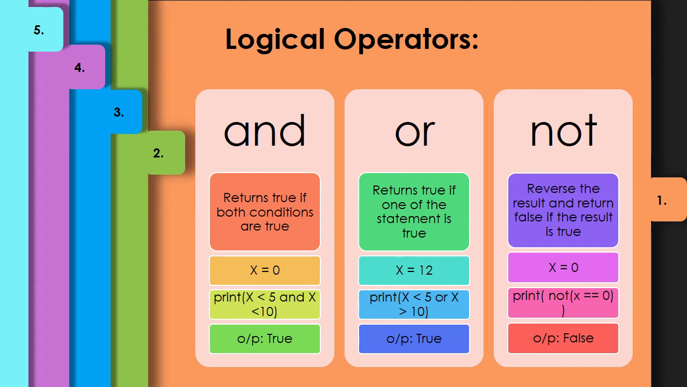Now in this example we have x equal to 0. Now we are using the NOT operator with x double equal to 0. Here x double equal to 0 will check whether x is equal to 0 or not. We have x equal to 0, so x double equal to 0 will return true as an output. Now we are using the NOT operator with that, so it will return the reverse of the result, so it will return false as an output.